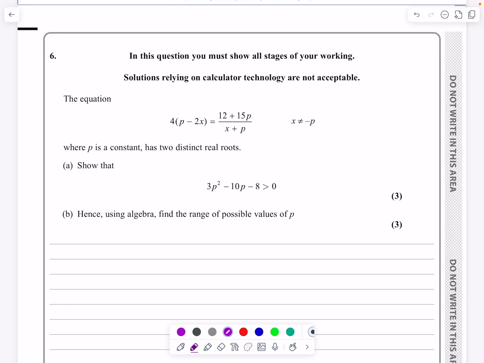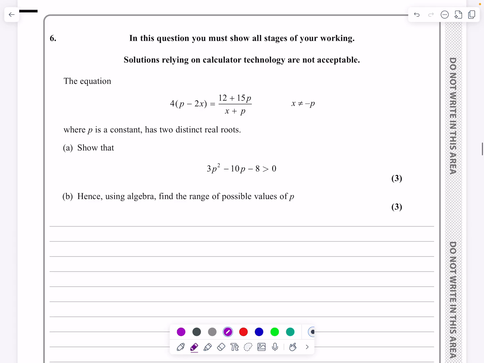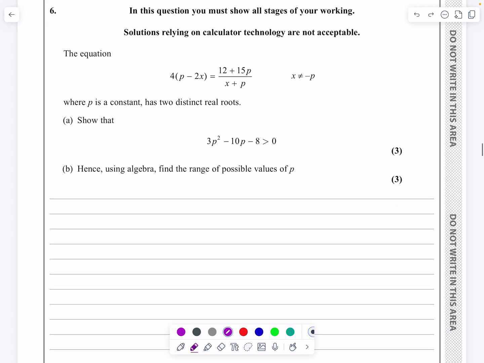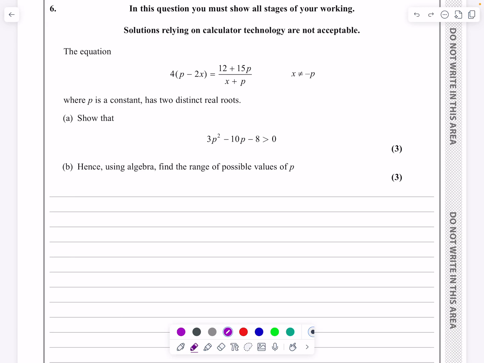Okay, this is the P1 paper from October 2023. It's question number 6, and this is a quadratics question and an equations and inequalities question. This first part, within quadratics, we're going to be looking at the discriminant, and then the second part, in order to solve that, I'll need to solve a quadratic inequality. So 2 different chapters, but the question is not too bad. Let's make a start.